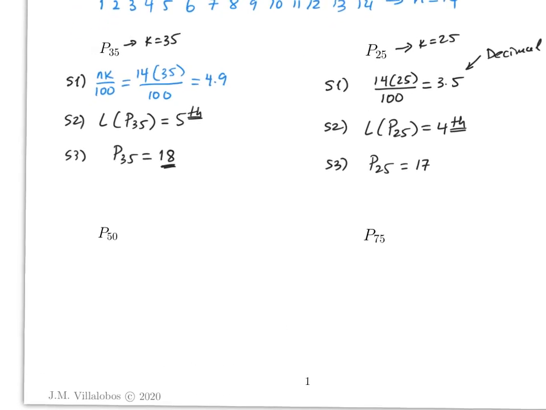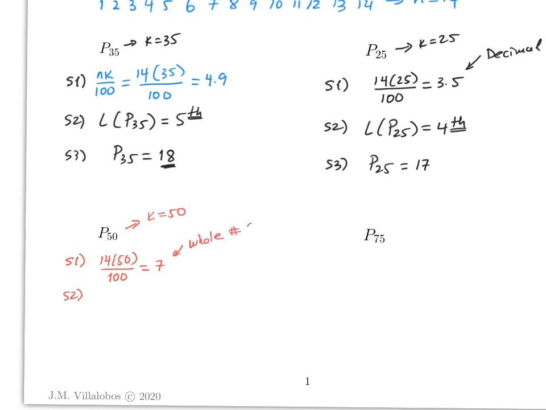Let's do now one where you get a whole number at the beginning. So what about P50? For this one, K is 50. So let's go to the steps. Step 1. Remember that you can use the formula sheet on the exam, so all these steps will be there. Okay, so for step 1, you have 14 times 50 divided by 100, which is equal to 7. 7 is a whole number.